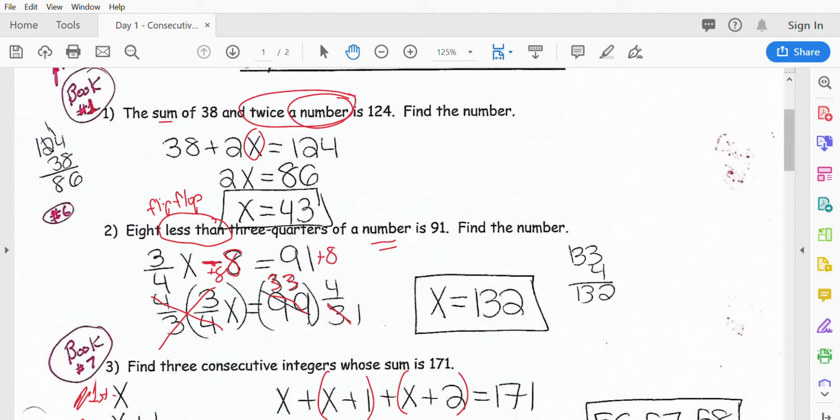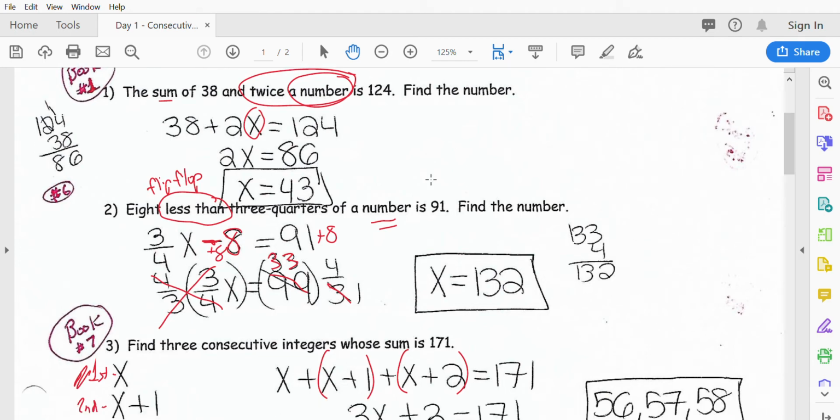Pause, rewind the video, watch it as many times as you need in case you have any confusions.